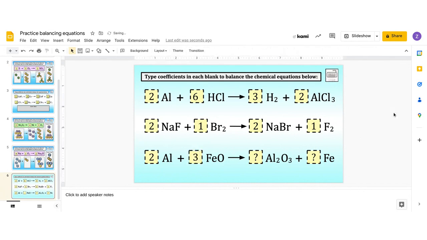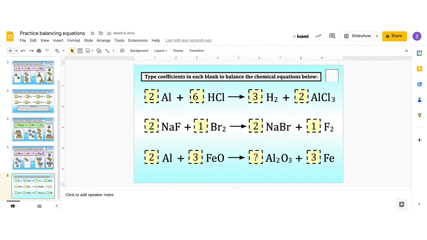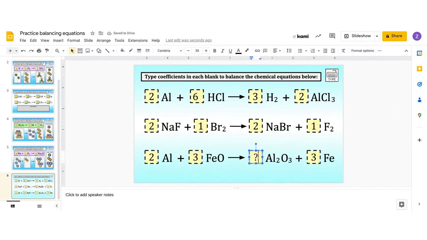Okay, now we've got the FeO. The O3 is in there, but what's off now? The Fe. Right, what are we going to put in there? A 3. Yeah, that'll fix that one. And then we just have a 1 in front of the... There you go. All set.